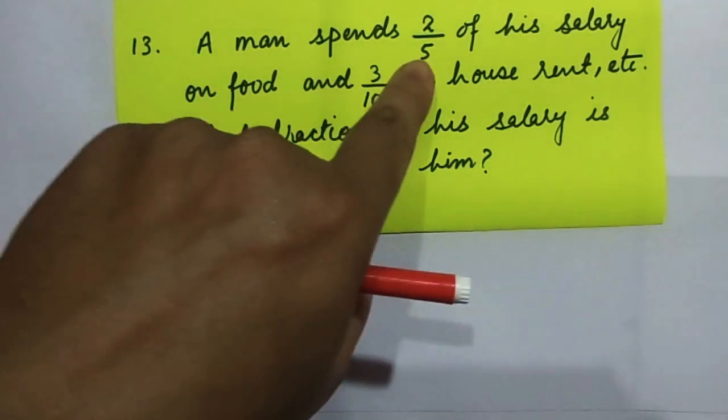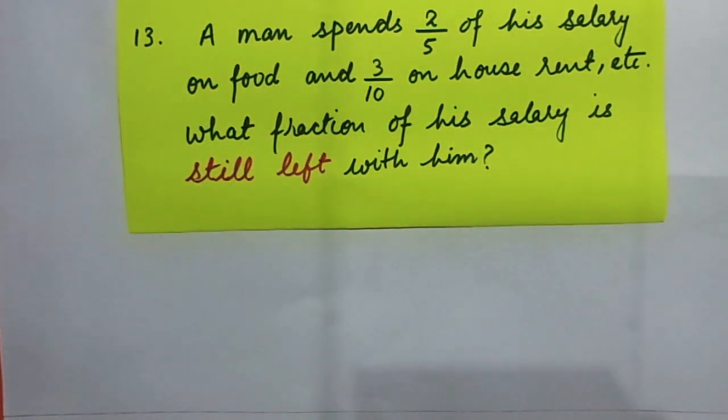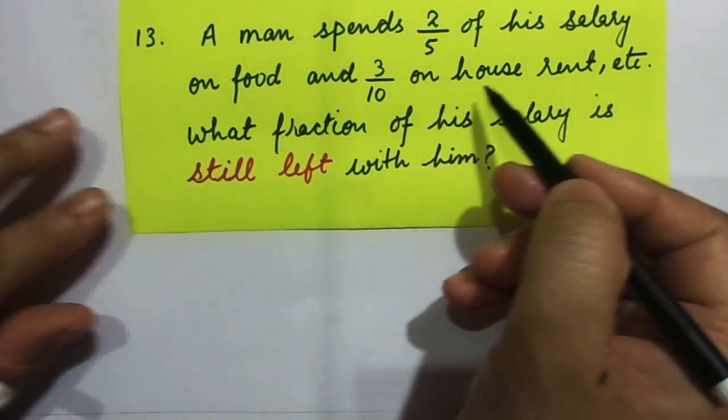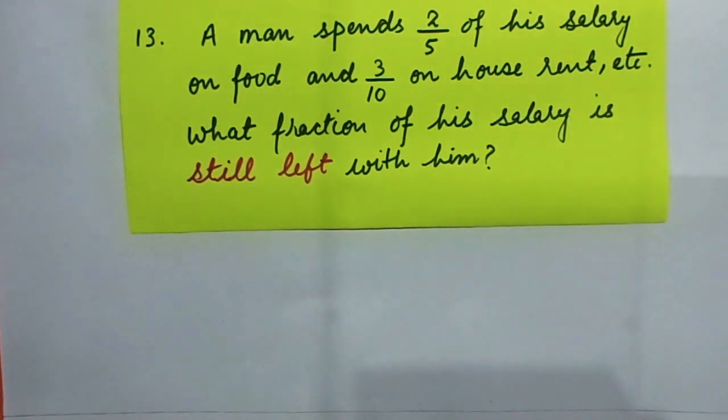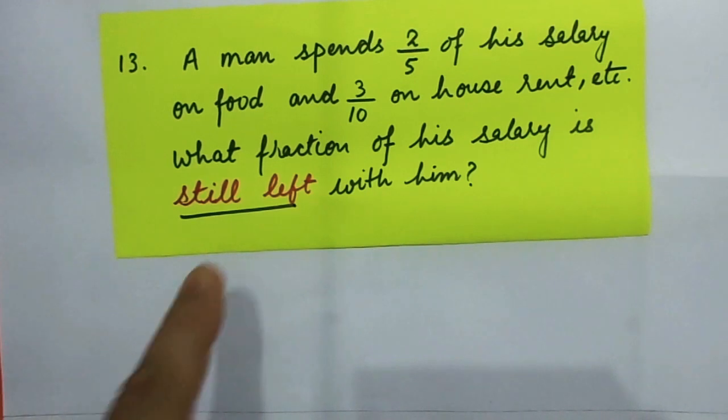Okay, let us come to question number 13. A man spends 2 by 5 of his salary on food. Of course he will earn to spend on food only. And 3 by 10 on house rent. Roti kapda makan, isn't it? No kapda is given. What fraction of his salary is still left?